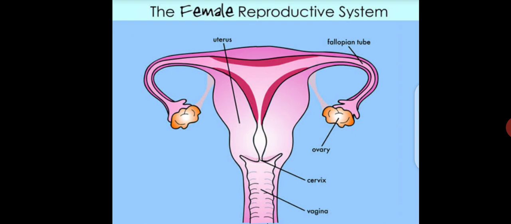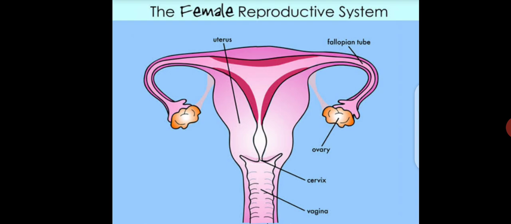Okay, the uterus is also known as the womb. That is where the baby, that is where the fetus develops, right? And we see that we have the fallopian tube. The fallopian tube, that is where fertilization takes place. That fertilization is what? The union of the sperm and the egg to form a zygote. I'm still going to tell you more about that.